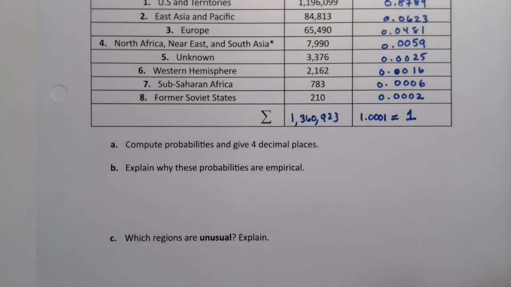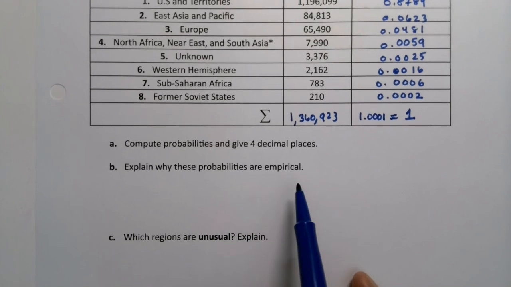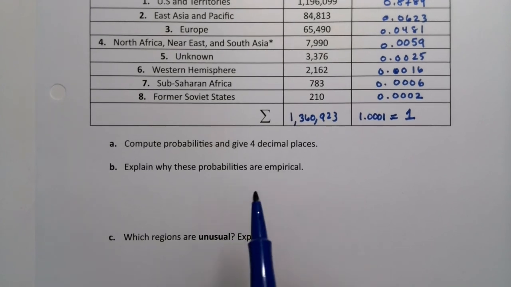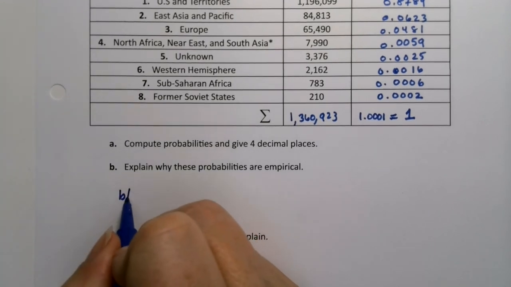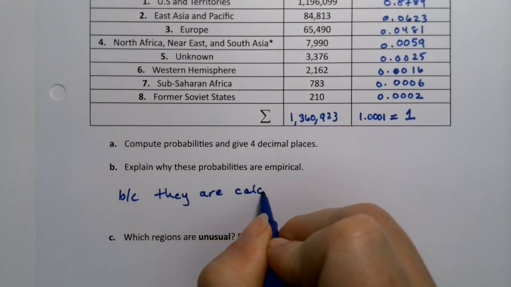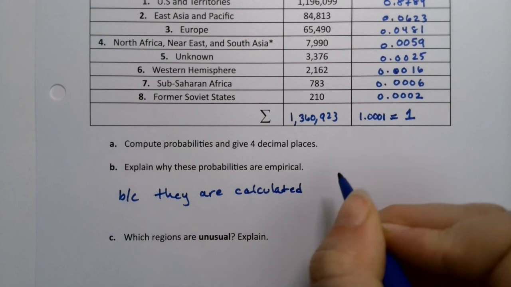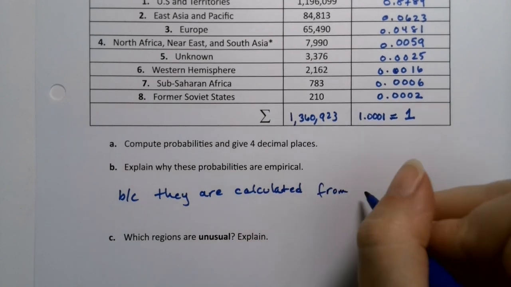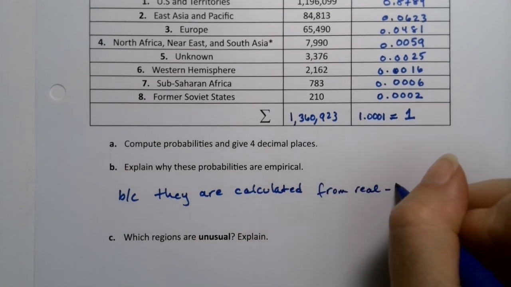All right, now explain why these probabilities are empirical. Well, it's because they're all from real life data. Which is what empirical means, right? From real life observation.